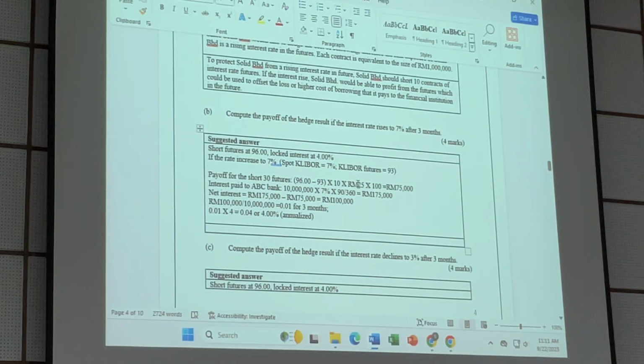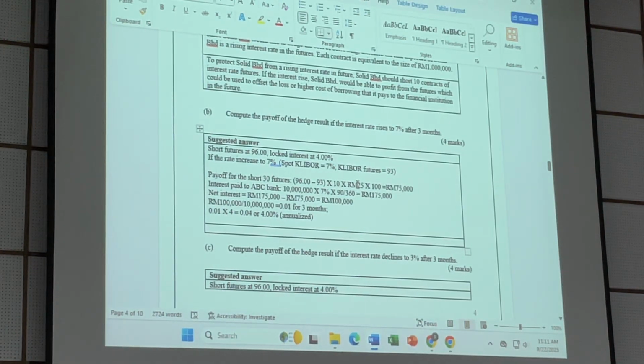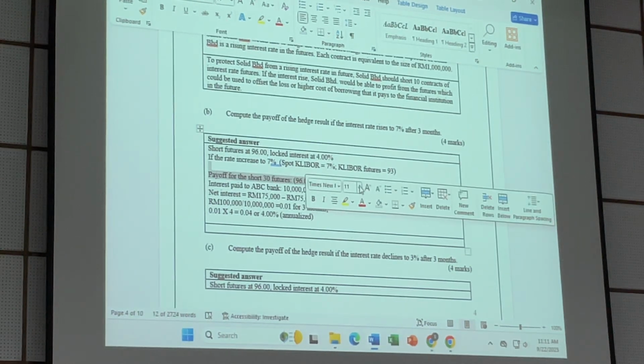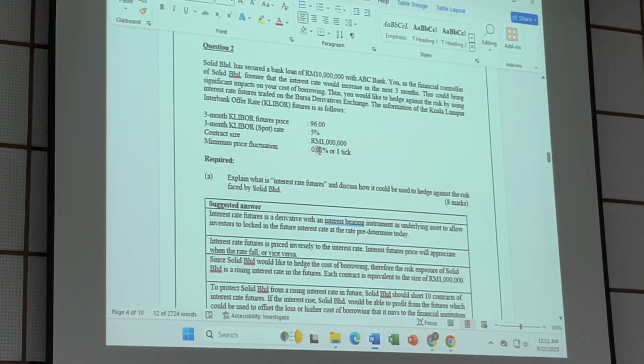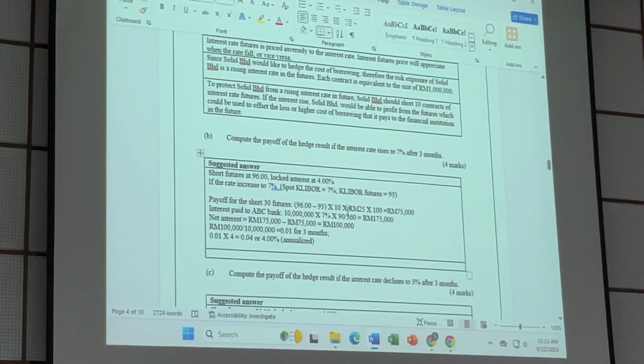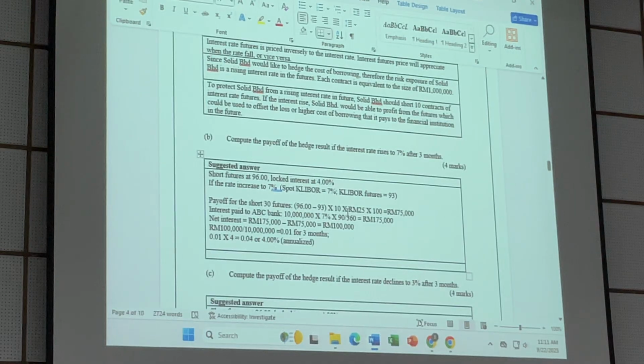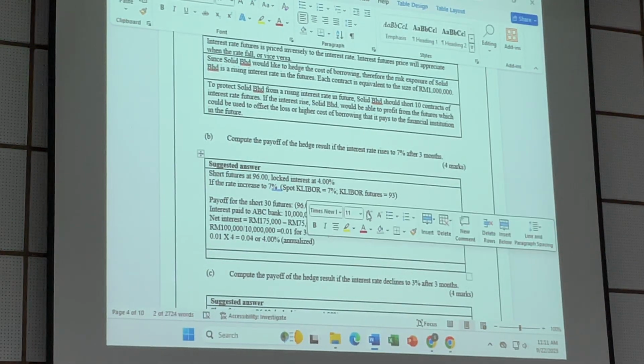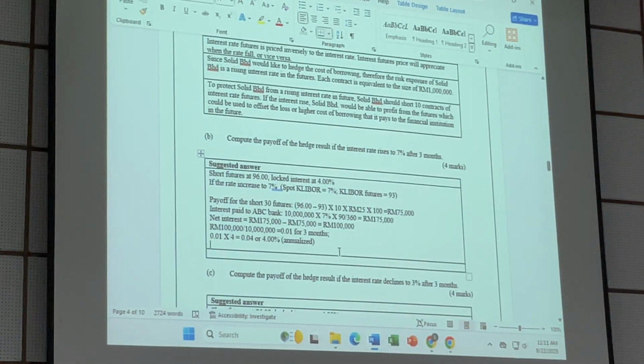So 25 is a multiplier. You can treat it as a multiplier for 3-month LIBOR, because this figure is calculated from 1 million times 0.01% times 3 out of 12 months. So at the end you will get 25. You can treat it as a multiplier as long as the question asks 3-month LIBOR. If the question asks you 6-month LIBOR, this one will be 50, because the number of days is double already. So this one should be 50.